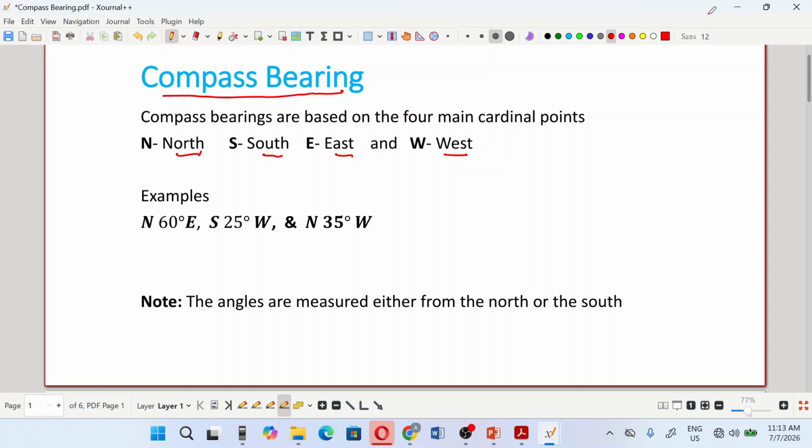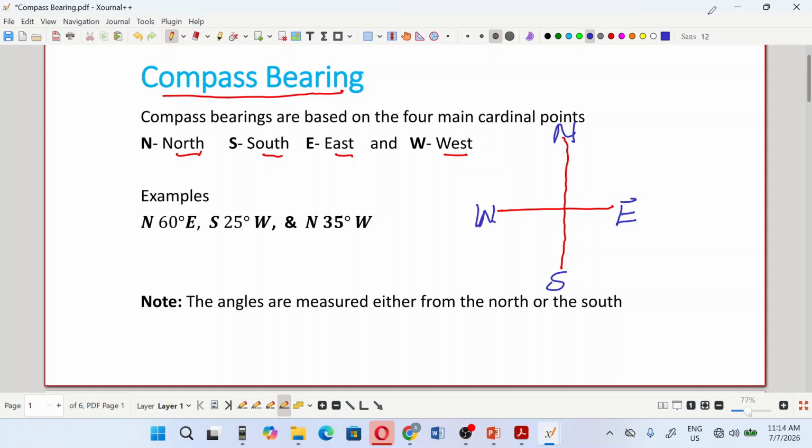we have N 60 degrees E, S 25 degrees W, and N 35 degrees W. N 60 degrees E is read as north 60 degrees east. S 25 degrees W is read as south 25 degrees west. And N 35 degrees W is read as north 35 degrees west. Right, so remember on our cardinal points, if I have it this way, this is my north, I have my south, east, and west.